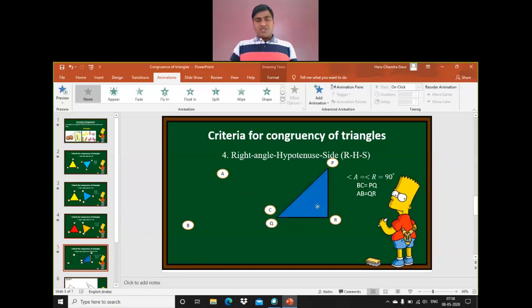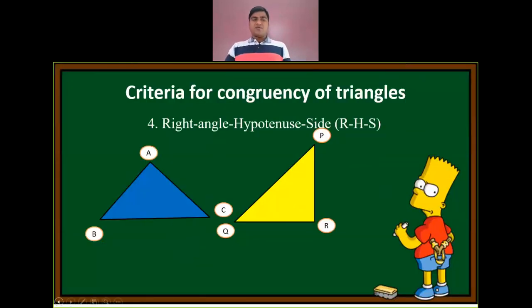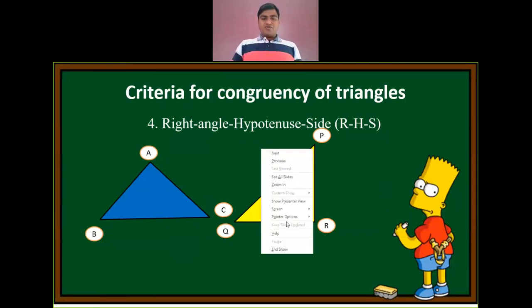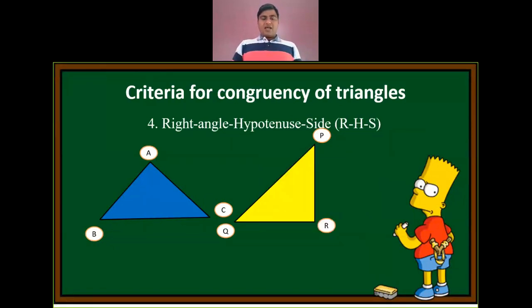So triangle ABC is exactly overlapping triangle PQR. Therefore the two triangles are congruent to each other. So this is criteria number 4. This criteria is called right angle hypotenuse sides. This is the RHS criteria of two congruent figures.